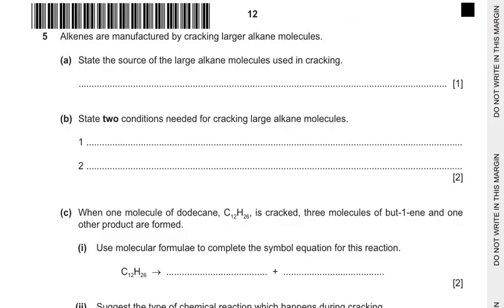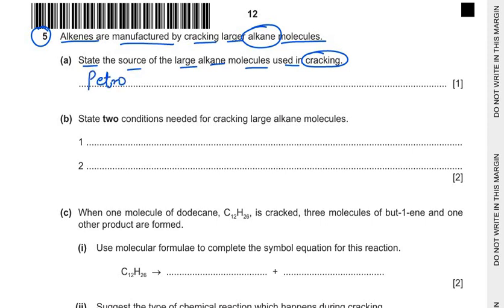So now let us start with our question 5, that is alkenes are manufactured by cracking larger alkane molecules, and state the source of large alkane molecules used in cracking. Now if we are breaking down large alkanes, what is the source? The major source of alkane is petroleum. From petroleum we get large alkanes which can be broken down further into smaller alkanes.